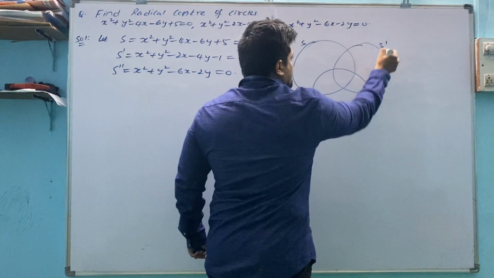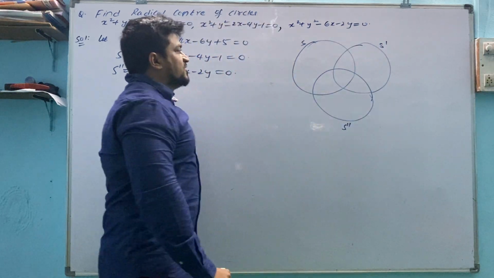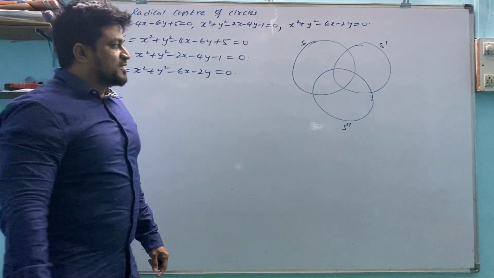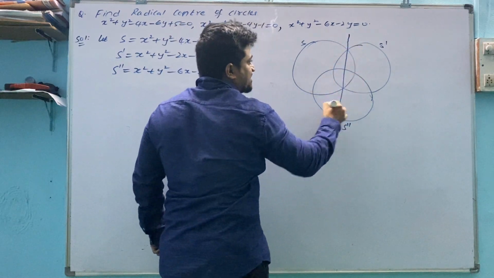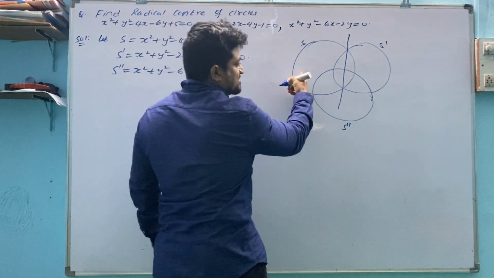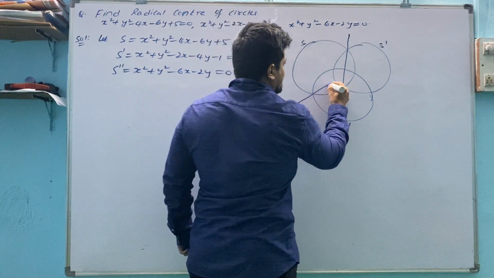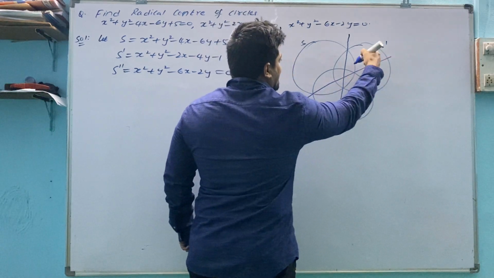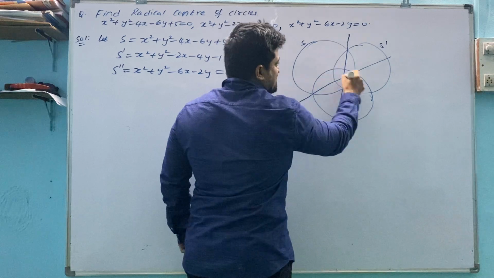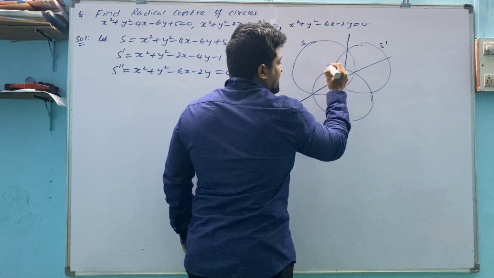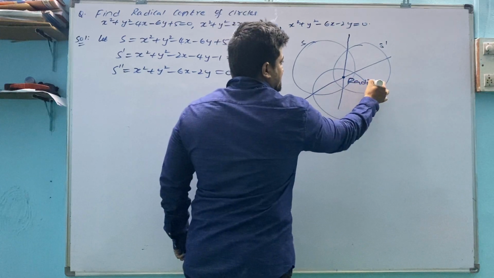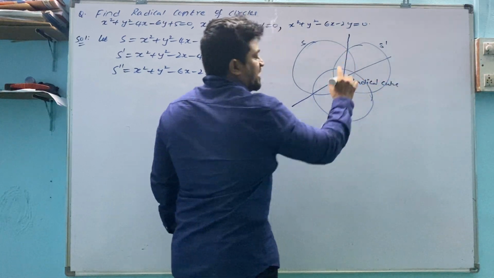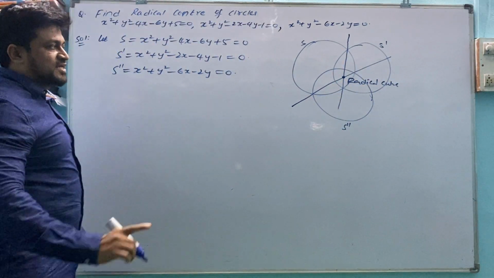S, S dash, S double dash. We need the radical center. So first, the radical axis of S and S dash, this line. Radical axis of S and S double dash, this one. And radical axis of S dash and S double dash, this line. All three lines, or any two lines, wherever they are meeting, that is the radical center. Intersection of radical axes is the radical center.